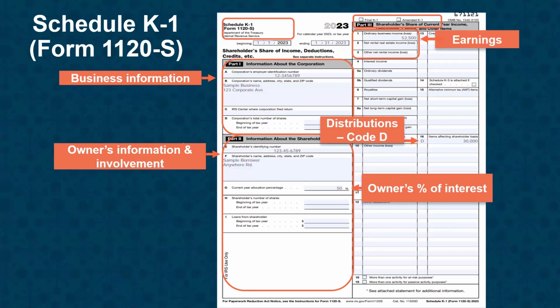The IRS does stipulate that an owner of a corporation can be considered an employee of the business. As such, they will not receive guaranteed payments, but they may receive additional income in the form of a W-2.